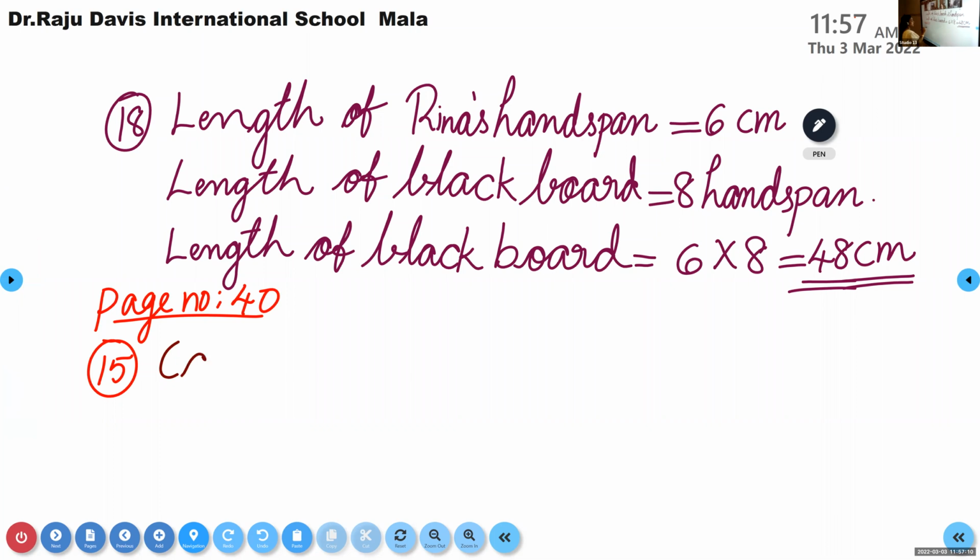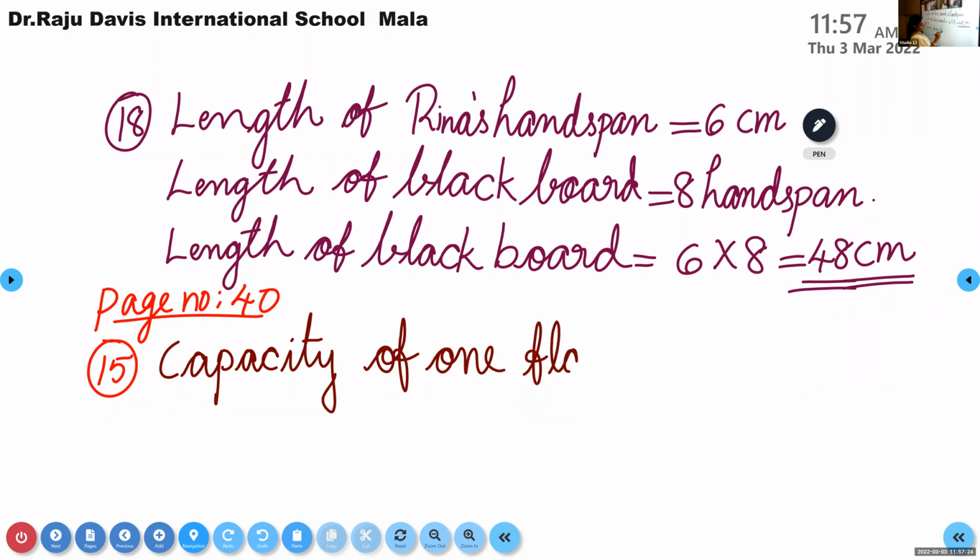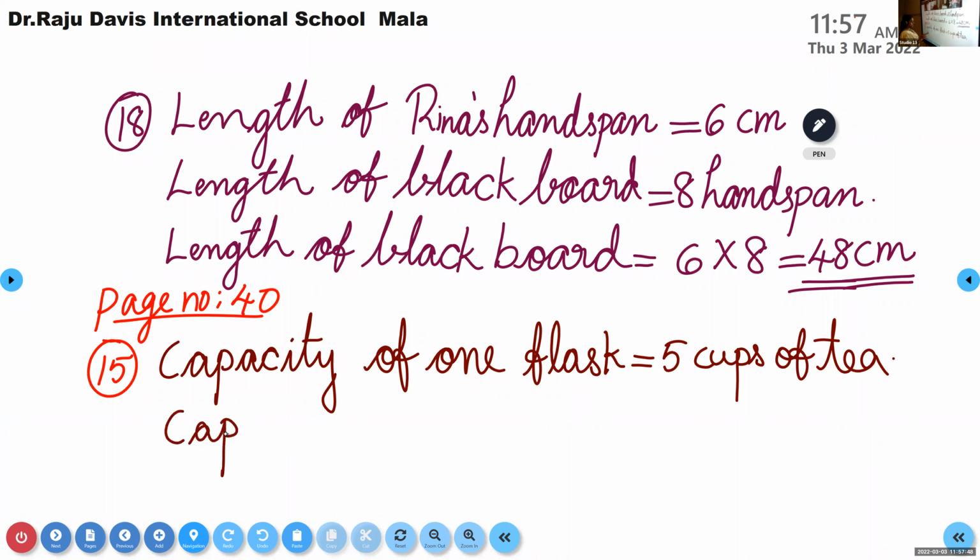So we can write the steps for this question's answer. Capacity, first step. Capacity of 1 flask. What is the capacity of 1 flask? 5 cups of tea. Then we can write the second step also.